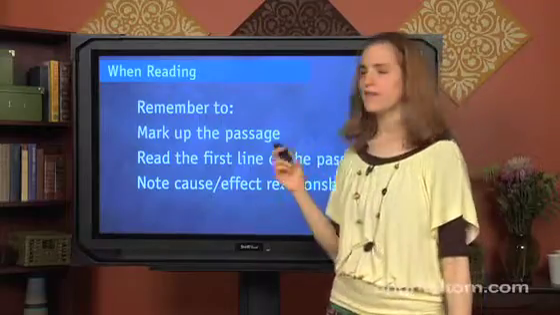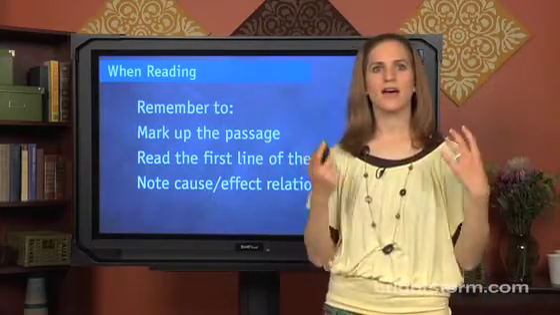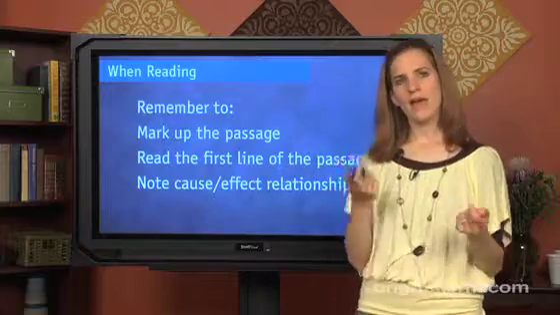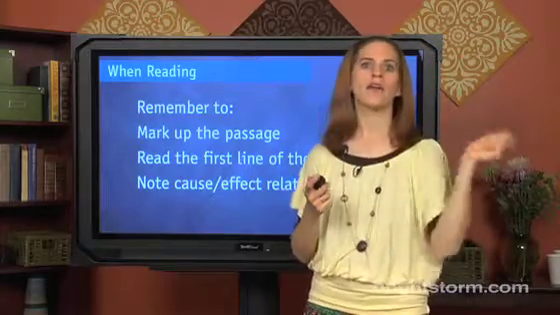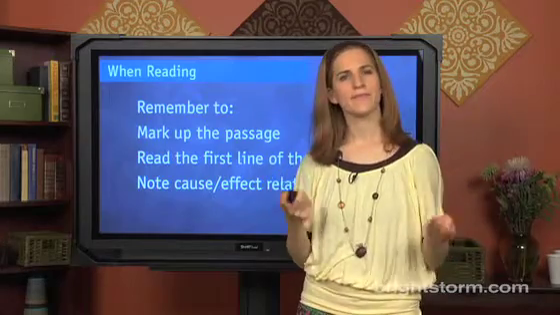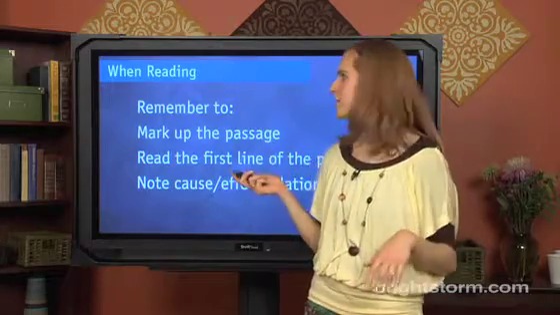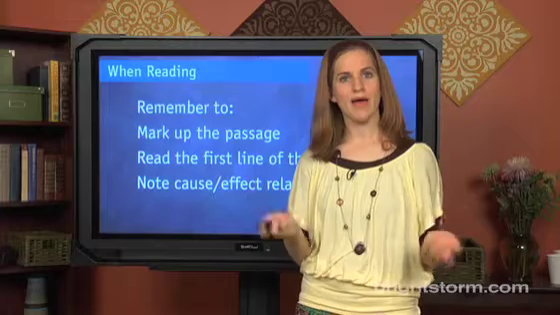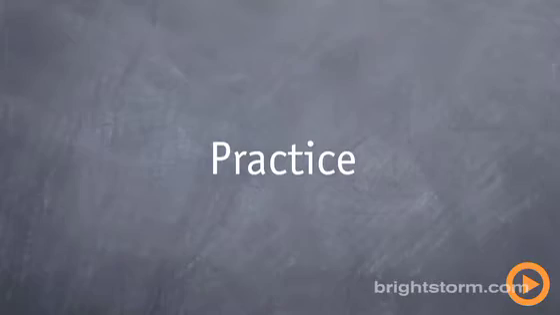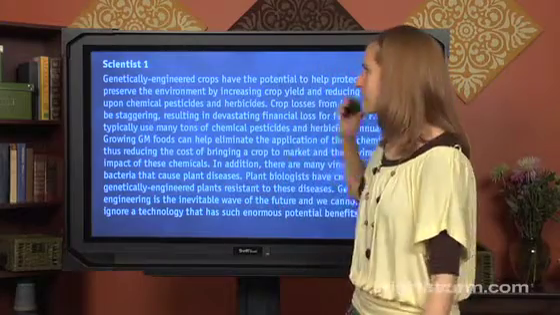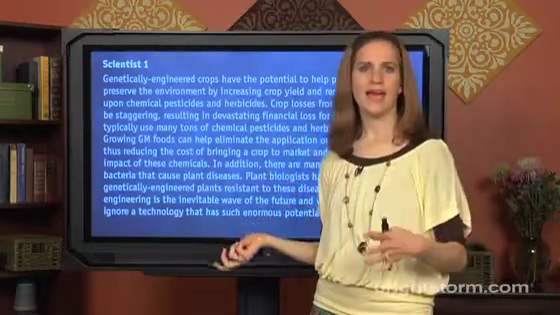Also, cause and effect relationships. The ACT loves to ask about these. So on the passage, when you see one thing causing another thing, I would underline it or at least make a mental note. So these are some strategies. Let's head to an actual passage and we'll put them into practice. Here we have a real conflicting viewpoints passage. We've got scientist 1, and remember, scientist 2 comes next. We don't even care.